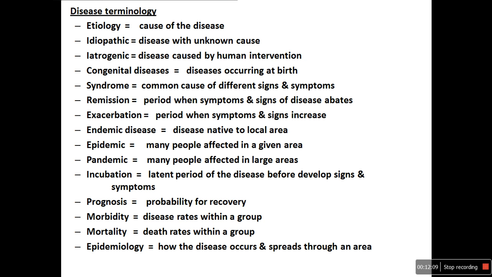Pandemic, many people affected in a large area, not only in a given area, not only in one area, but in large areas، في مناطق كثيرة، في مناطق كبيرة.